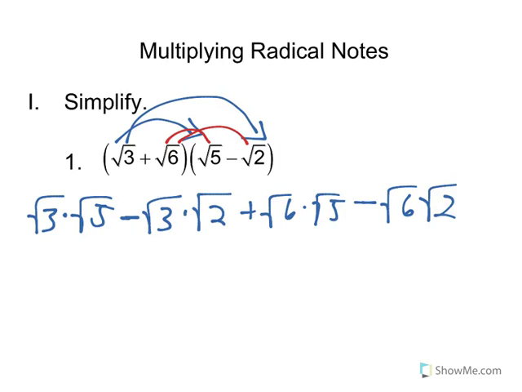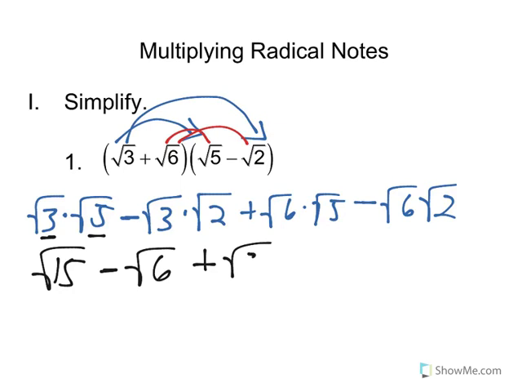So when I go to multiply these, all I do is multiply my numbers underneath my radical. So this one, 3 times 5 gives me 15, and then I keep my radical on it. And the next one, I'm going to keep my negative sign. I do 3 times 2 gives me 6, keep my radical. Next one, 6 times 5 gives me 30, keep my radical. 6 times 2 gives me 12, and again, keep my radical.